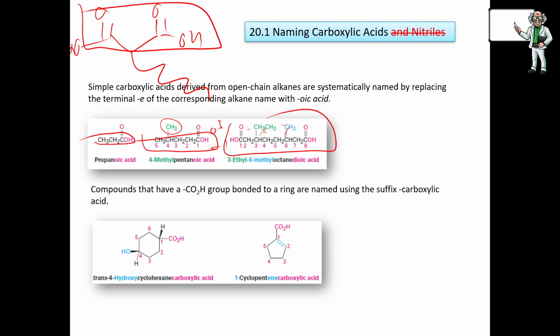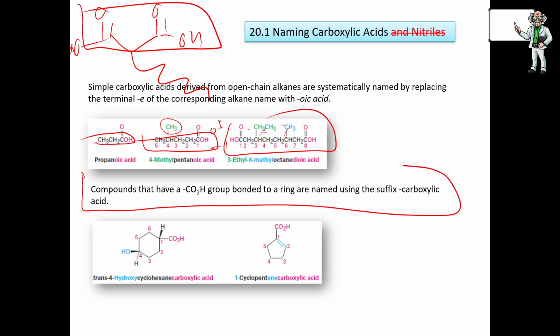Then we put the substituents: 3-ethyl, 6-methyl, remember, alphabetical order, and then octanedioic acid. Why dioic? Because we have two acids.